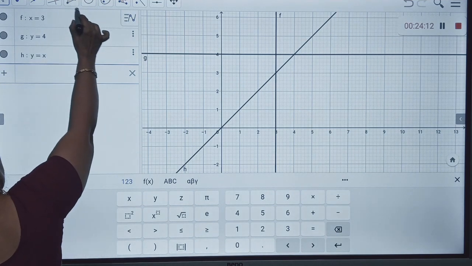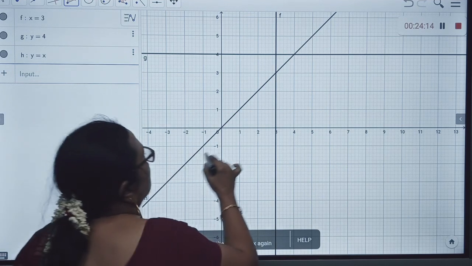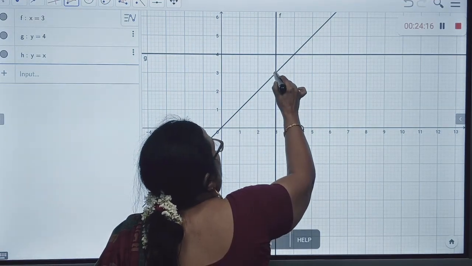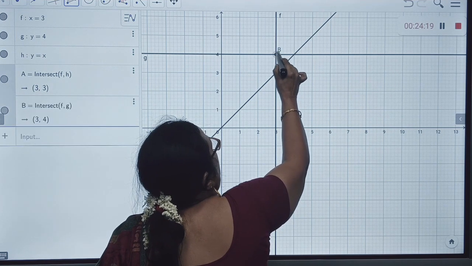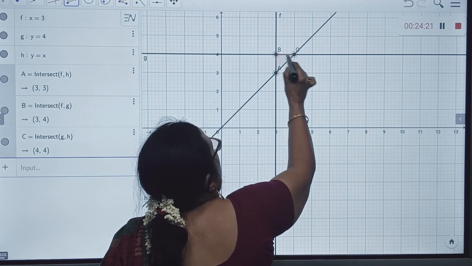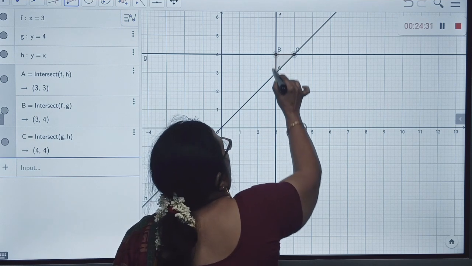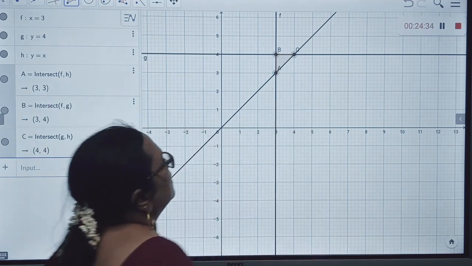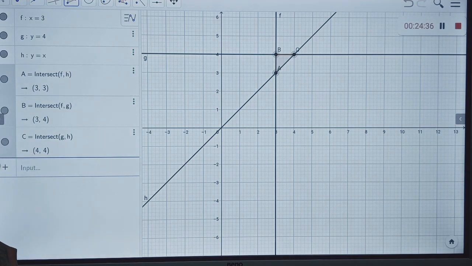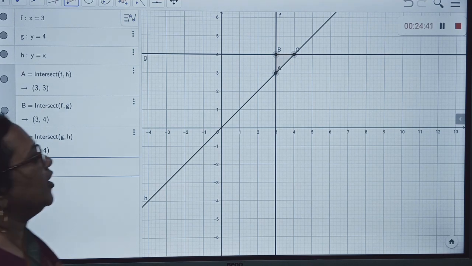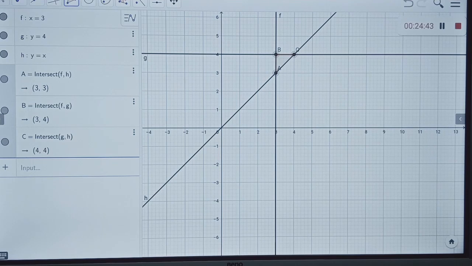Now let me take the polygon tool. So this is the triangle A, B and C. Okay. So what is the area of A, B, C? You can see this is 1 unit and this is also 1 unit. So half into base into height. Base is 1 unit, height is also 1 unit. So half into 1. So 0.5 will be the area.